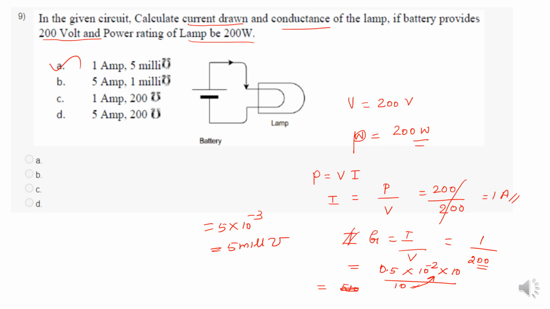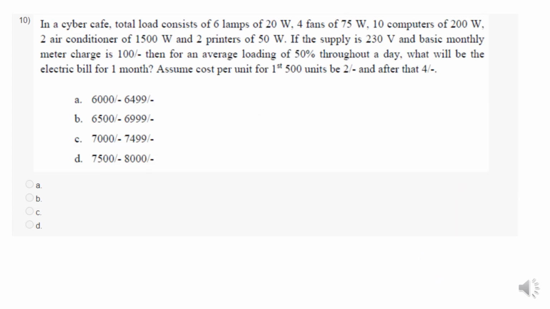Okay, next problem. In a cyber cafe, total load consists of 6 lamps of 20 watt, 4 fans of 75 watt, 10 computers of 200 watt, 2 air conditioners of 1500 watt, and 2 printers of 50 watt. If the supply is 230 volt and basic monthly meter charge is 100, then for average loading 50% throughout the day, what will be the electric bill for 1 month? Assume cost per first 500 unit be 2 and after that 4.